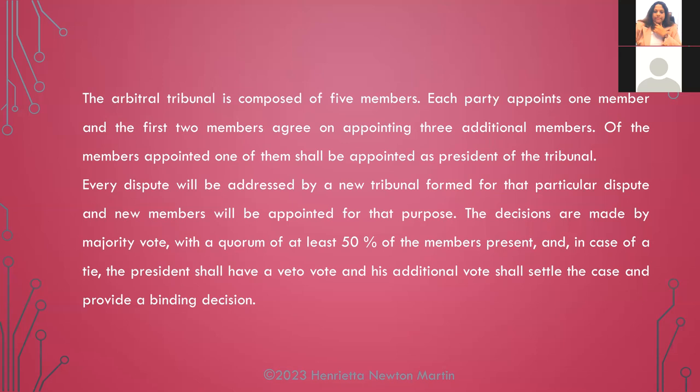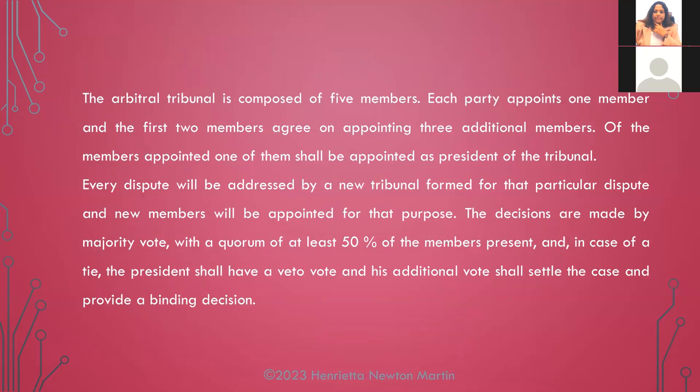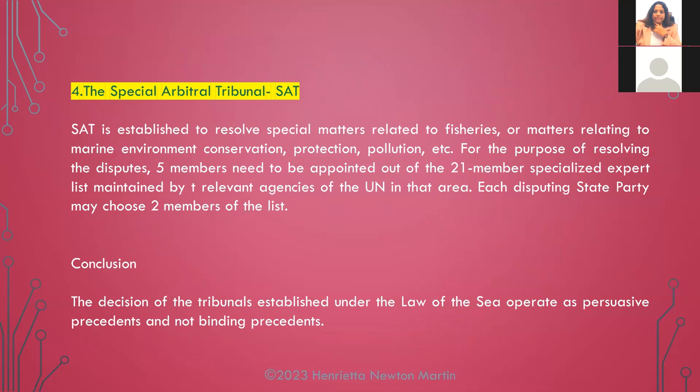Now, this president is appointed from among the five members, and his additional vote shall settle the case and provide a binding decision. So arbitral awards are binding. They are called arbitral awards, A-W-A-R-D. Arbitral awards are binding on the state parties because they're the ones who decided to approach the General Arbitral Tribunal, which can be established under Article 7 of the Law of the Sea Convention. It's binding. That means the parties must comply with the award. That is, the decision is final.